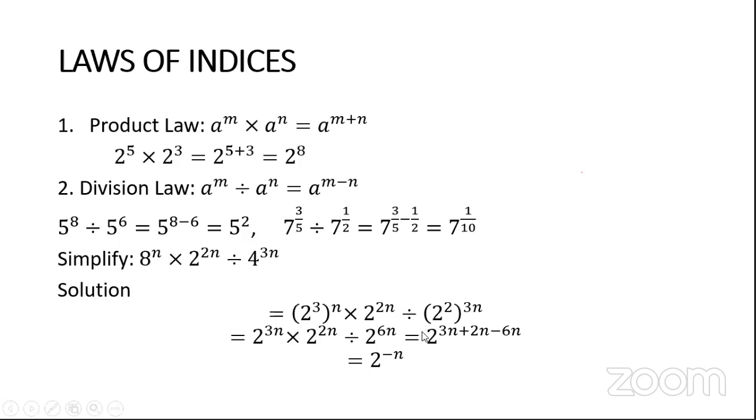So you have 2 raised power 3n plus 2n. Then because we have division here, it becomes minus 6n. So at the end of the day, you get 2 raised power minus n for that one.